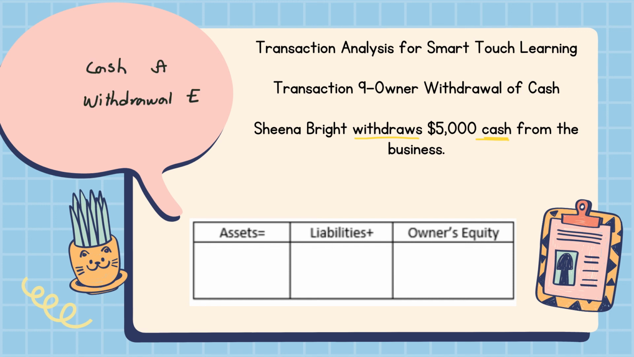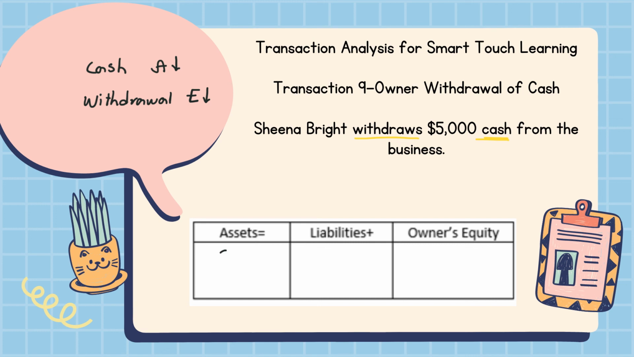So Sheena Bright, who is the owner, withdraws 5,000 cash to purchase something personal. So she took cash from the business. So cash will go down. Withdrawal will always decrease my equity.